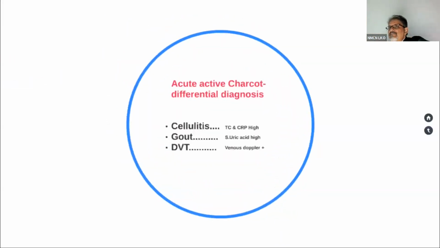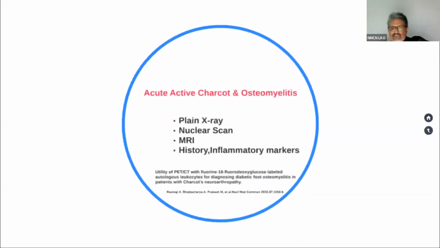What is the differential diagnosis in day-to-day practice? Cellulitis, where it is very clear that total count and CRP are high. Gout, uric acid. DVT, varus gout. Now, plain X-ray, nuclear scan, MRI, history, and inflammatory markers make a big difference.